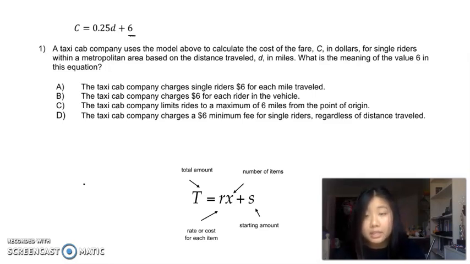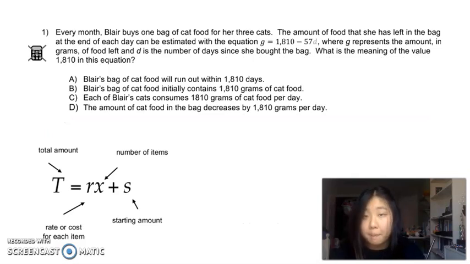So if you look at the answers they gave you, the answer would be D, because the taxicab company charges a minimum $6 fee for single riders, regardless of the distance traveled, which is another way of saying the starting amount. Let's look at another problem.